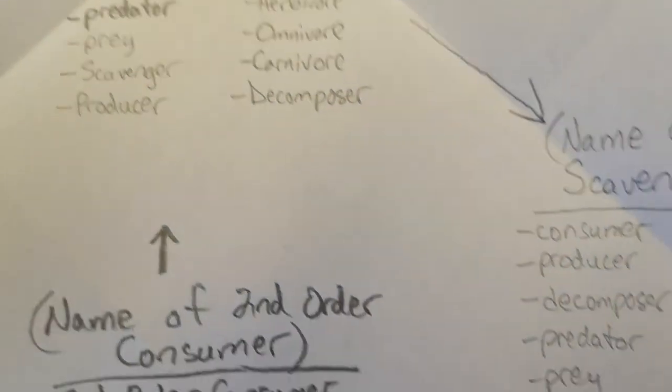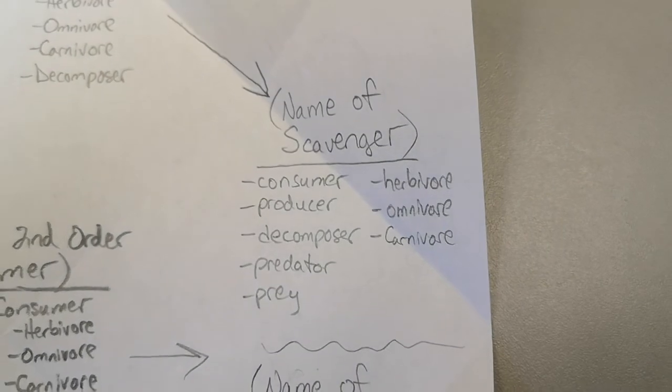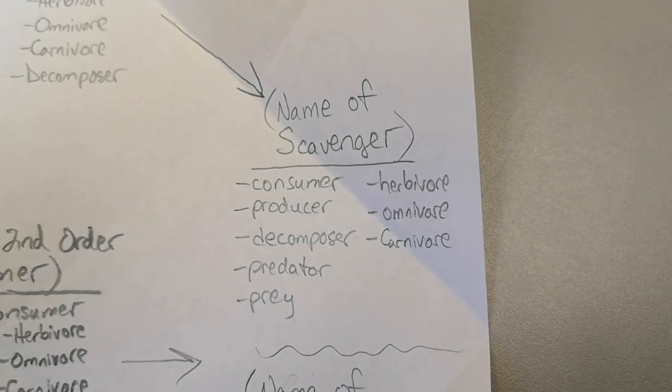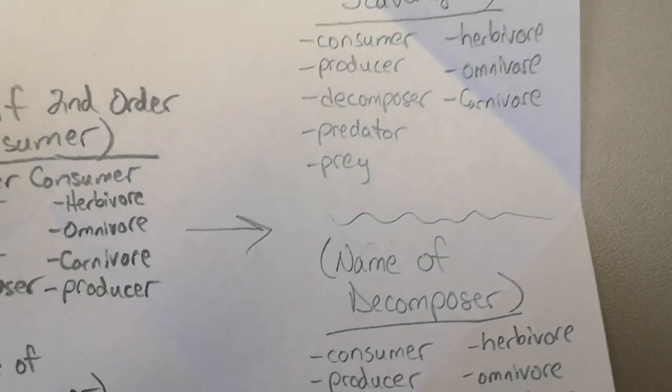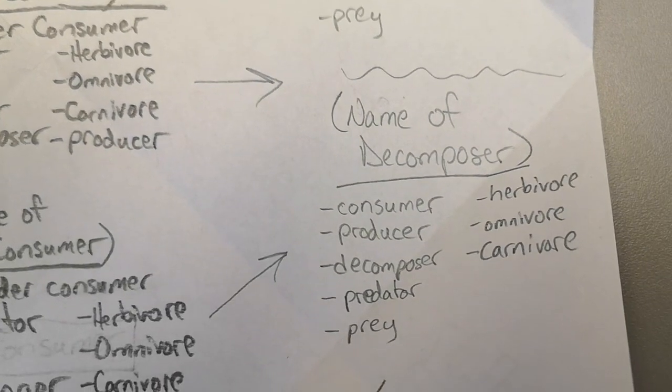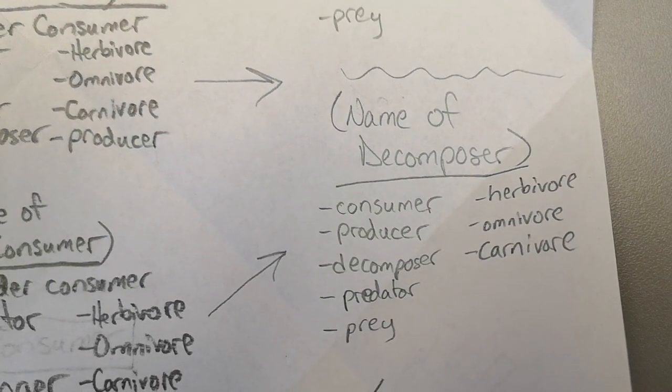All of the parts so far, the producer, the first order consumer, second order consumer, third order consumer, will all have arrows pointing to the scavengers and the decomposers. And then you will also need to, under the scavenger section, make sure that you write down the name of a scavenger in your Arctic animal food cycle. And it might be your Arctic animal, it might not be. You'll choose that name, underline it, and then give it the appropriate title. Same thing goes for the decomposers.